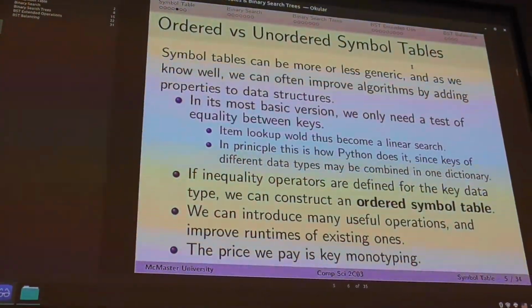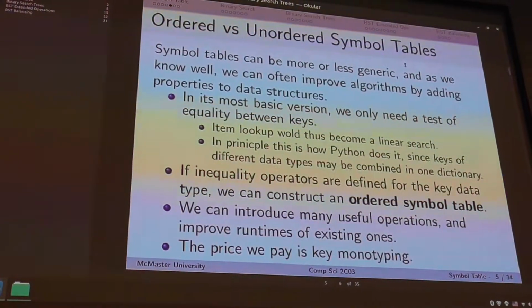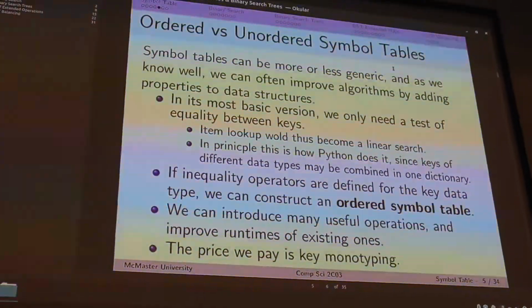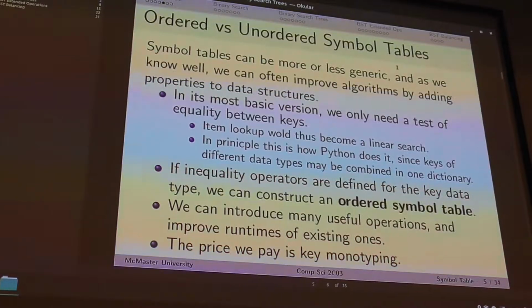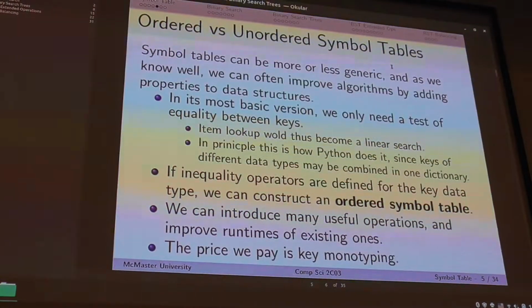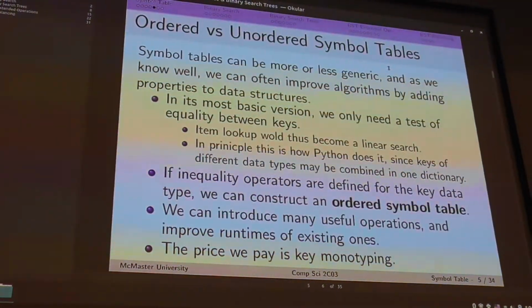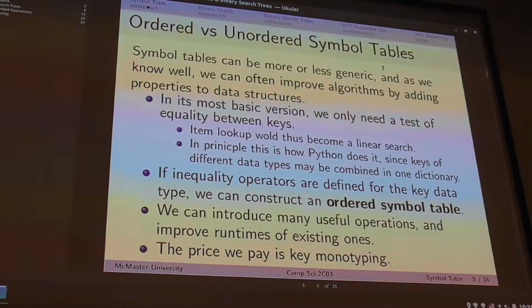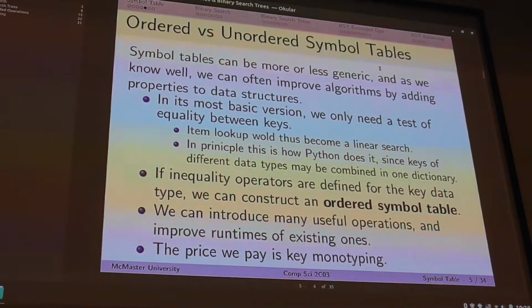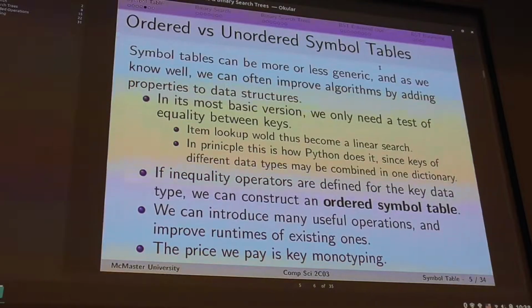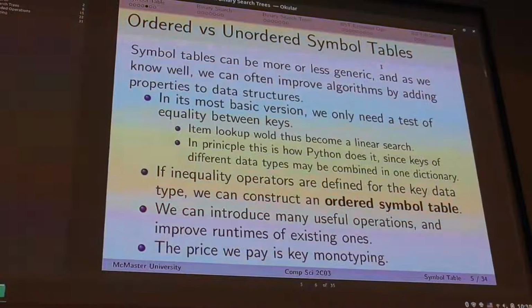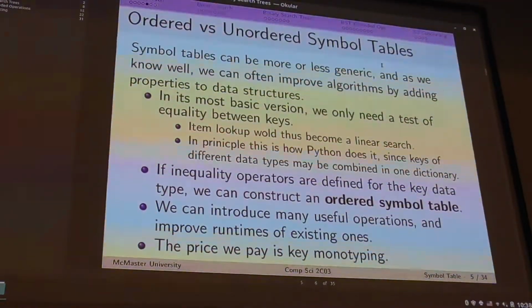If inequality operators are defined for the key data, that is to say less than or greater than, we can construct what's called an ordered symbol table. This can introduce many useful operations and improve runtimes of existing ones. The price we pay is key monotyping.